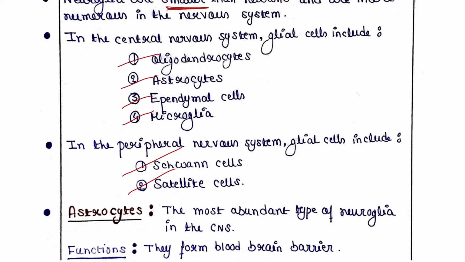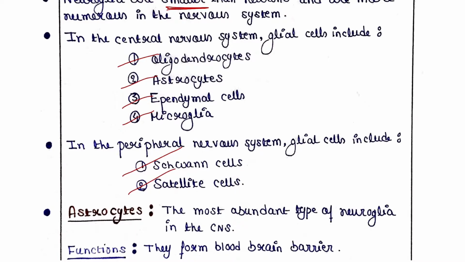We know that the central nervous system, or CNS, contains the brain and spinal cord, and there you will find four types of neuroglia: oligodendrocytes, astrocytes, ependymal cells and microglia. And in the peripheral nervous system, that is PNS, you will find two types of glial cells, Schwann cells and satellite cells. Other than the brain and spinal cord, the rest of the nervous system is the peripheral nervous system.